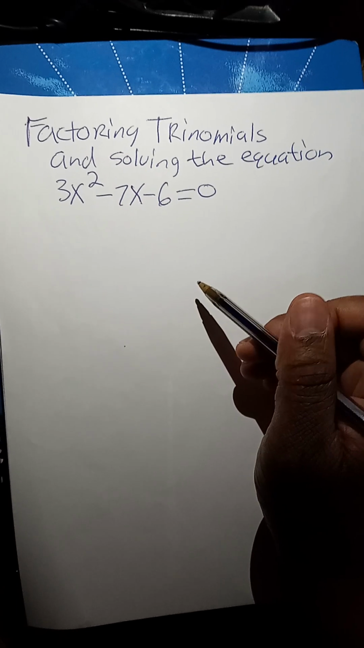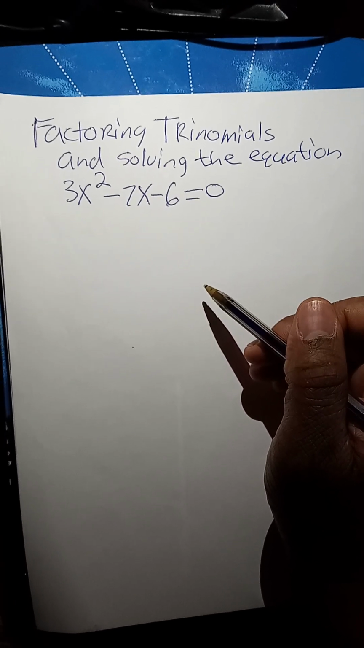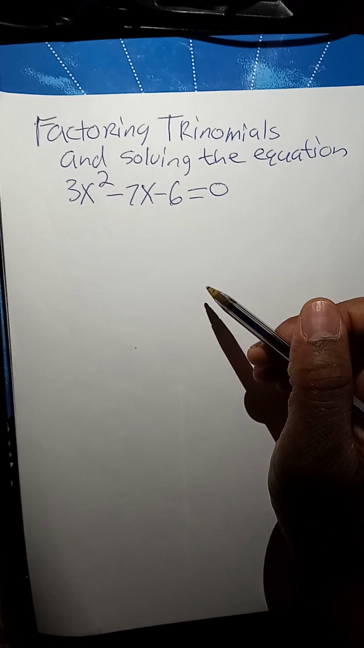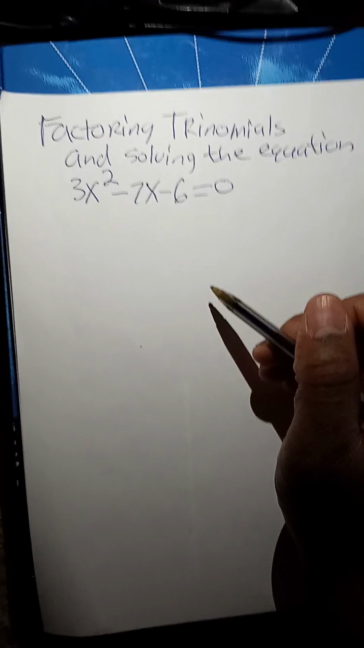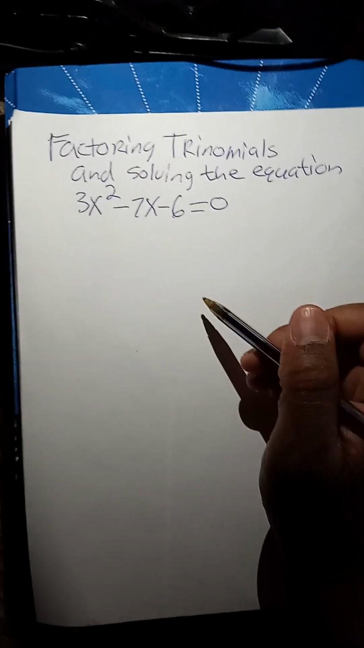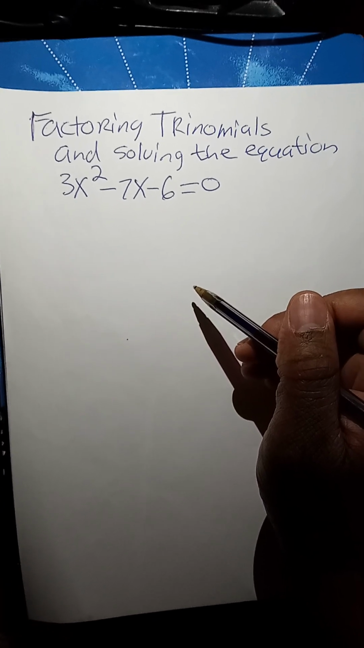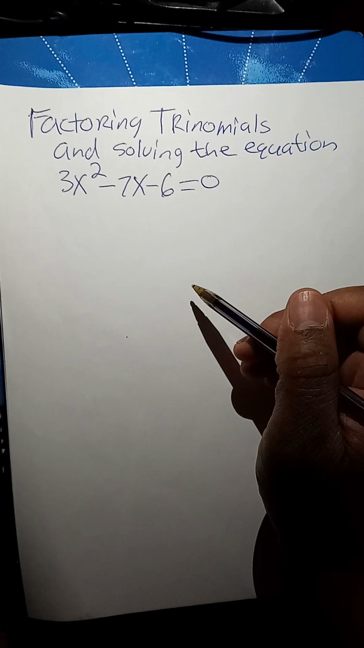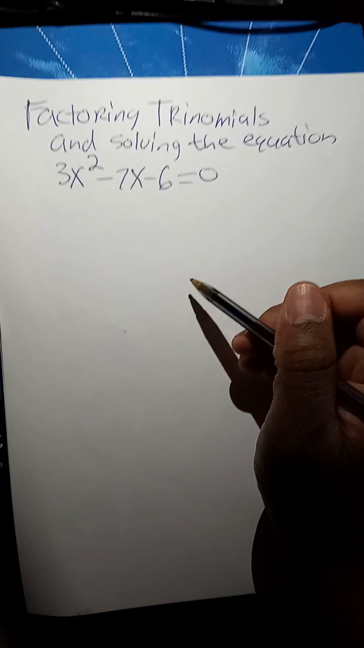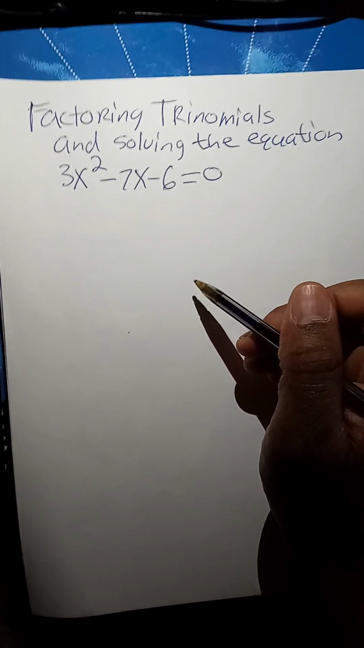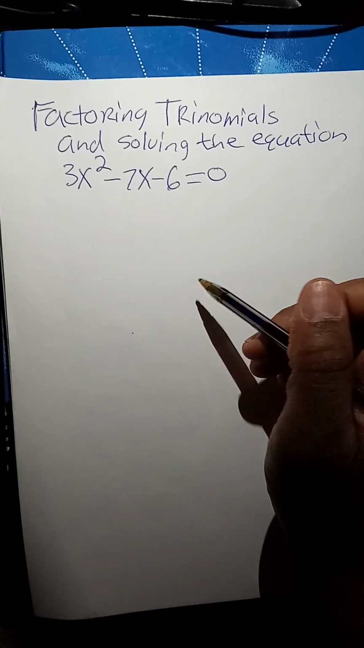Good morning, class. Today we will be factoring a trinomial and solving the equation. A trinomial is considered to have three terms. The first term is 3x squared, the second term is minus 7x, and the third term is a constant in the form of negative 6. So we want to multiply the first and third terms.